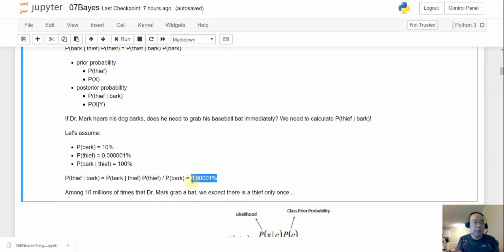So what does this mean? For Dr. Mark, when he hears his dog bark, he doesn't really need to grab a baseball bat, because the probability that there's really a thief there is very, very low.